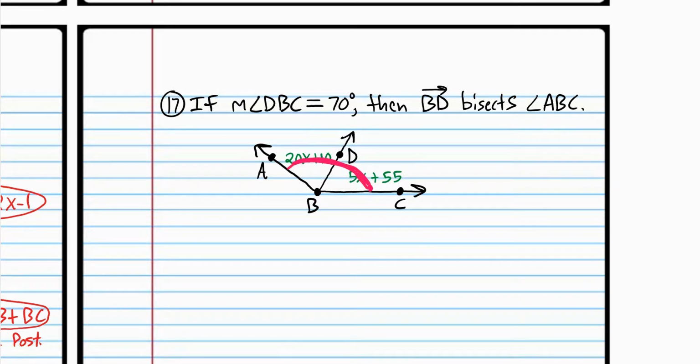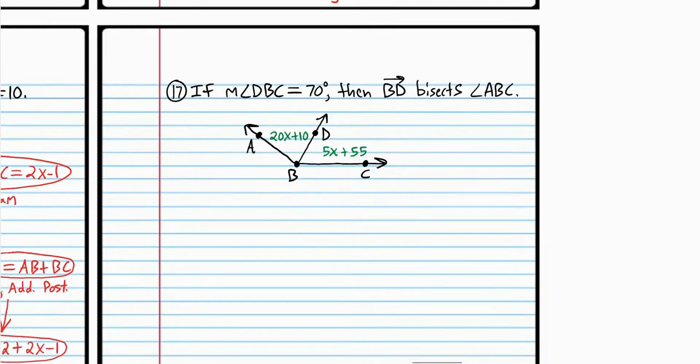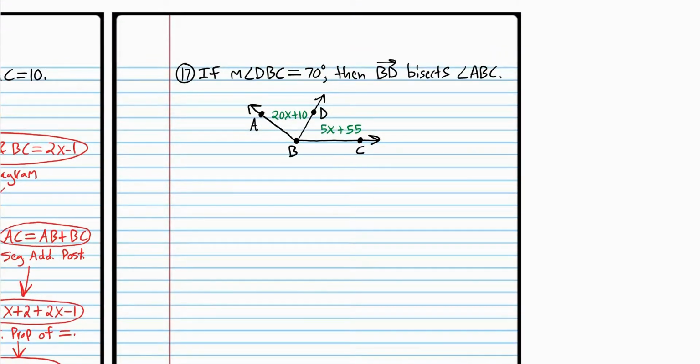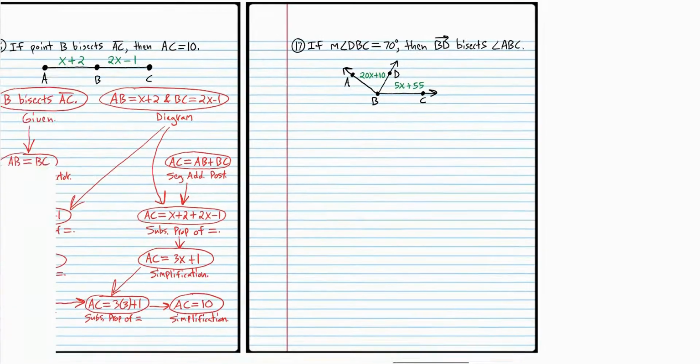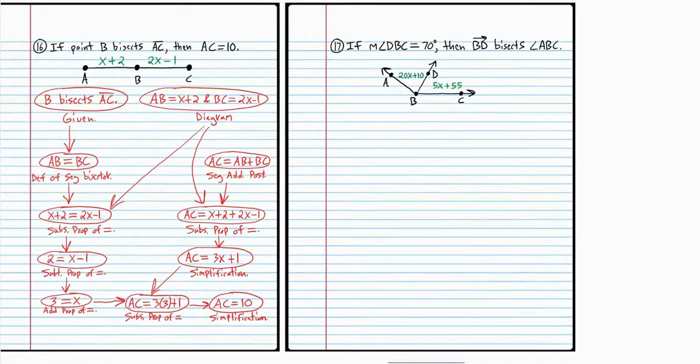And if it bisects, remember what that means is that it goes right through the middle, so that the measure of this angle is equal to the measure of this angle. So that's what you're going to prove. This may be a little different from the proofs that we did previously, I believe. I don't remember if we did one exactly like this today, but go ahead and try number 17.